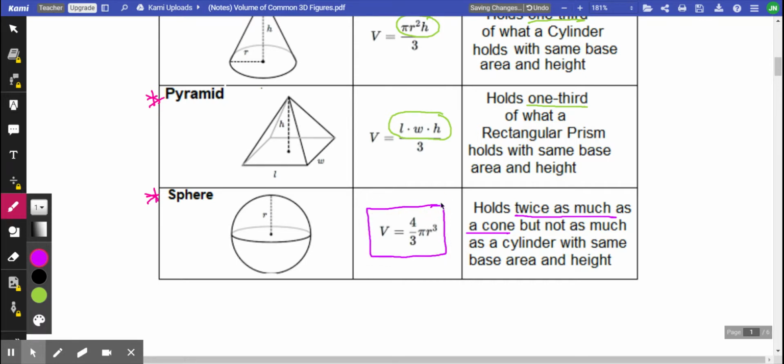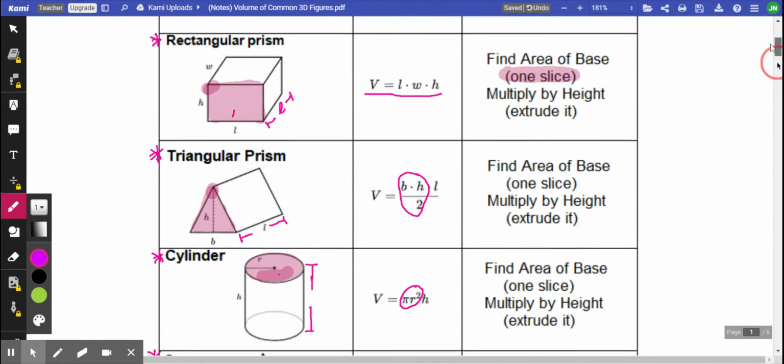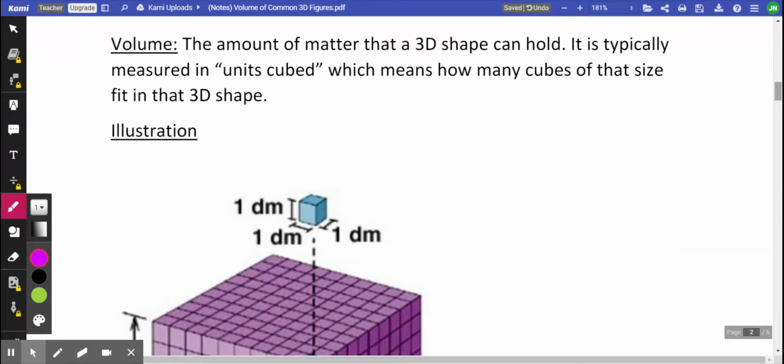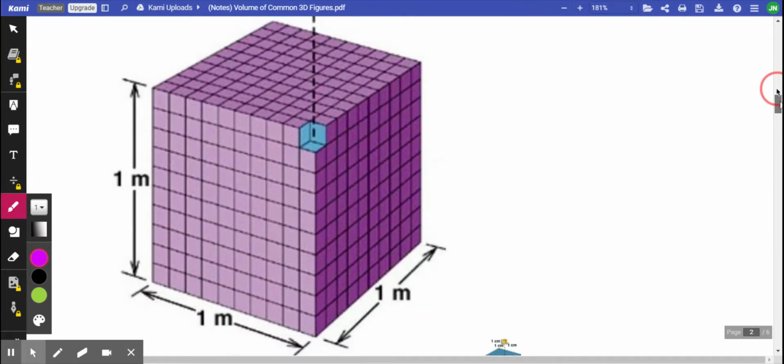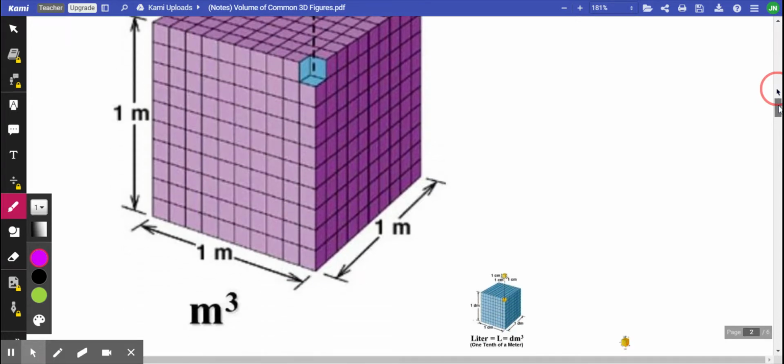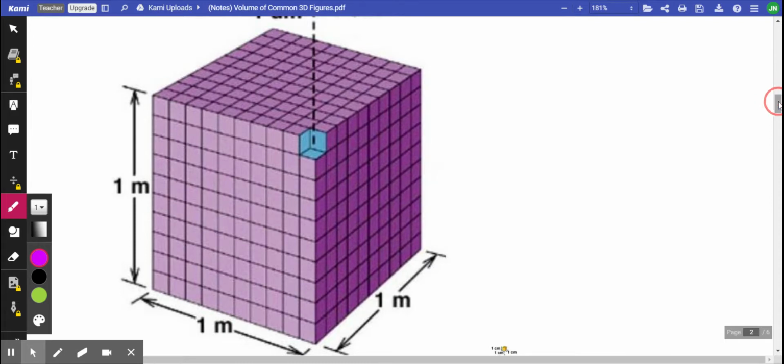Okay. Now that I went through explicitly about how to actually derive these volume formulas, let's actually do some examples. So a little quick recap: volume is how much matter that three-dimensional shape can hold, and it is typically measured in units cubed, which means how many cubes of that size fit in that three-dimensional shape. For example, this is 1 meter cubed, and by that it's like 1 meter length, 1 meter width, and 1 meter for the height. So if you take 1 meter, 1 meter, 1 meter, and by the way, 1 meter is just about, it's a little bit more than a yard.